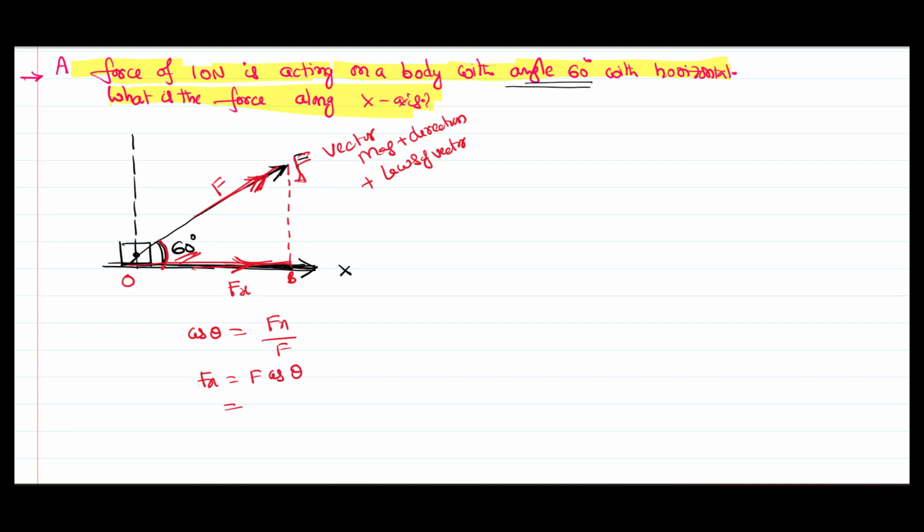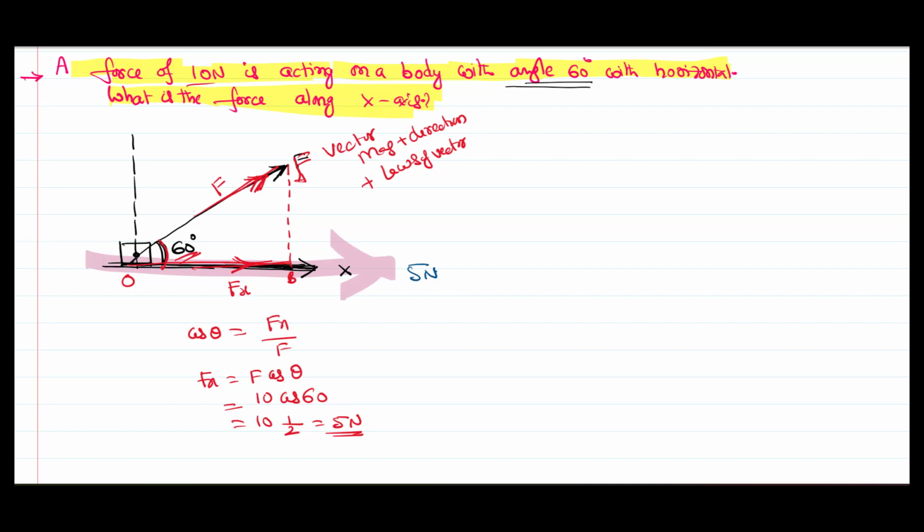F value is given to you in the problem, 10 Newton. Angle is also given, 60 degree. So 10 cos 60, and sin 30 and cos 60 both are equal to 1 by 2. So that is equal to 5 Newton. So this much of the force is acting along the x-axis. Out of that 10 Newton, the force acting along the x-axis is 5.